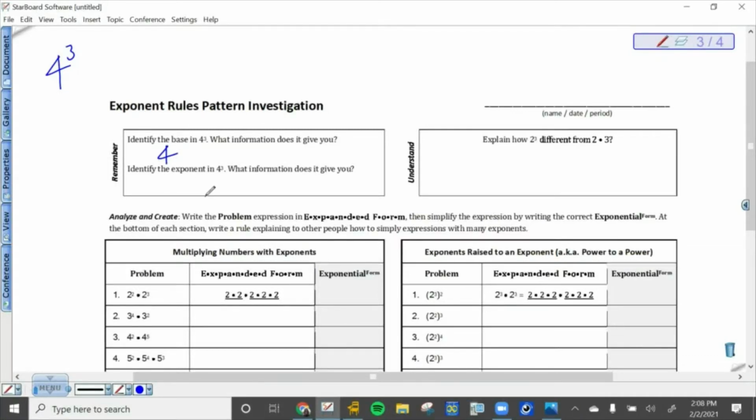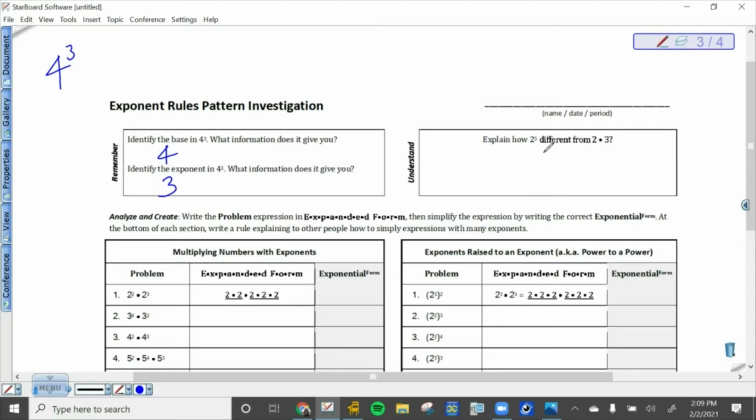And what is the exponent? 3, perfect. So what does 4 tell us? Yeah. 4 is the number that we're going to be multiplying by itself, right? And then what does 3 tell us? So the 4 is the number that we're going to be multiplying by itself, and then like what you said, the 3 tells us to do it 3 times. Multiply 4 times 4 times 4, right?